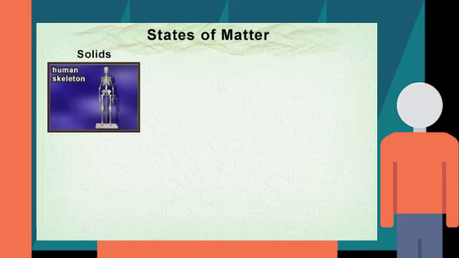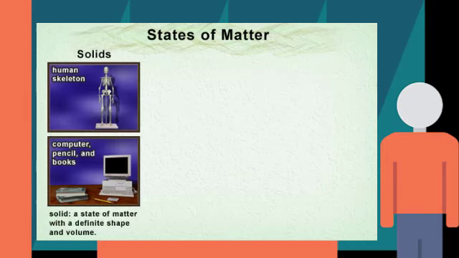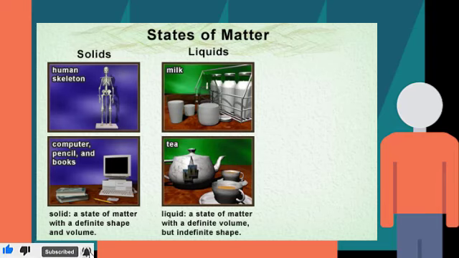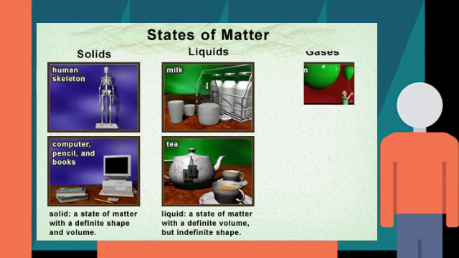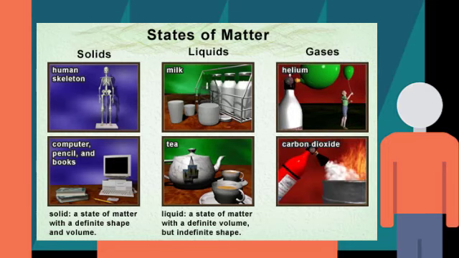Solids, such as your skeleton, your computer, a book, and a pencil, are in a state of matter that has a definite shape and volume. Liquids, such as raindrops, milk, and tea, are states of matter that have definite volume but indefinite shape. Gases, such as oxygen, helium, and carbon dioxide, are states of matter that have indefinite shape and volume and are what will be discussed in this program.